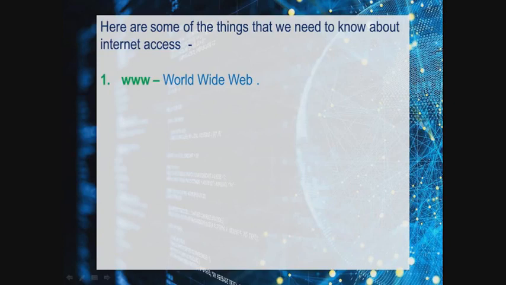www means World Wide Web. It's a system. If we want to see some website through the internet, those web pages must be interlinked with this system. That is www.